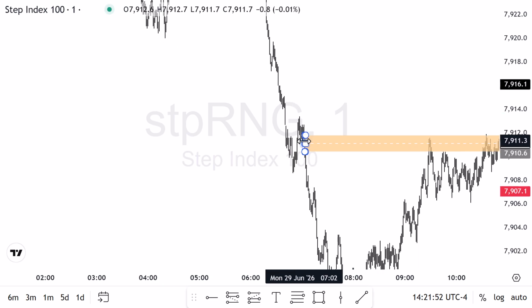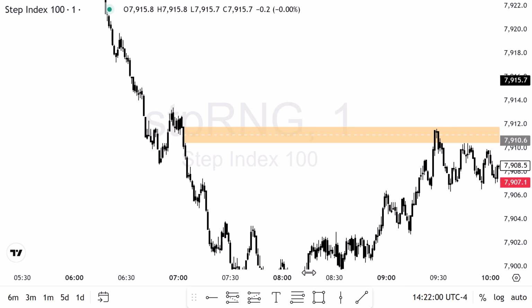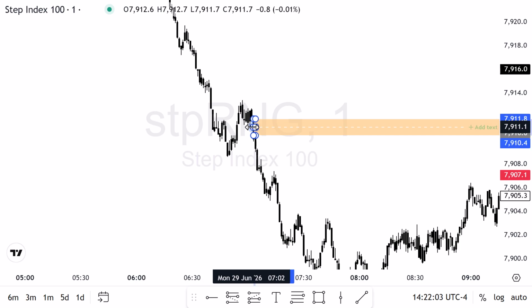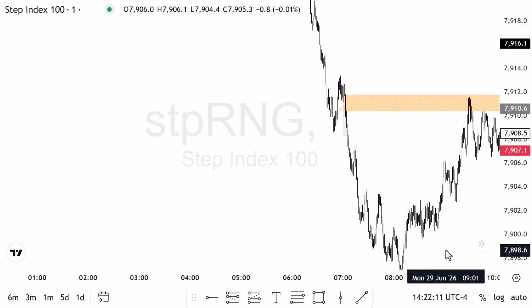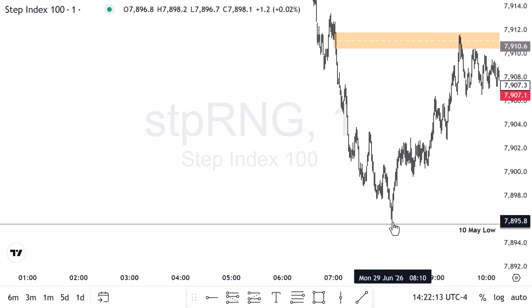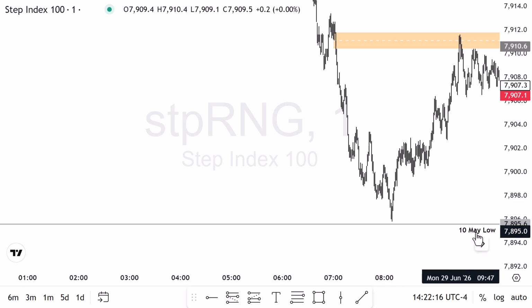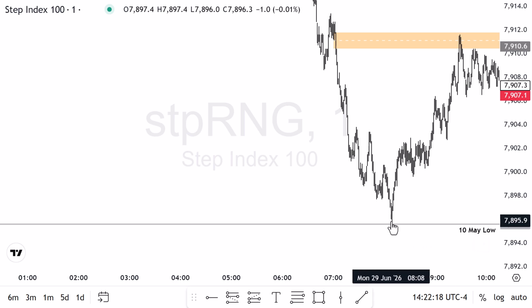So in the New York session, the opening of the New York session opening range, there it is, the fair value gap. I'm going to zoom in a little bit so that you can see the fair value gap as well. This fair value gap, as you can see, was not traded to up until here. So it printed this particular low, almost touching the 10-day low. By the way, guys, this is the low of the week. The low of the week is 7895.8. That's the low. We're going to come back to this particular low.